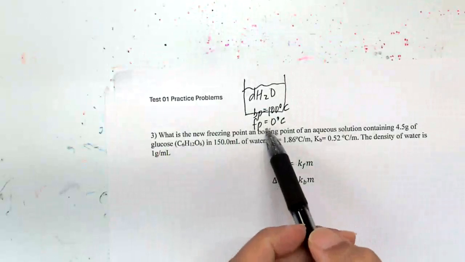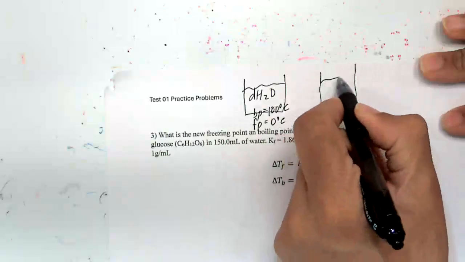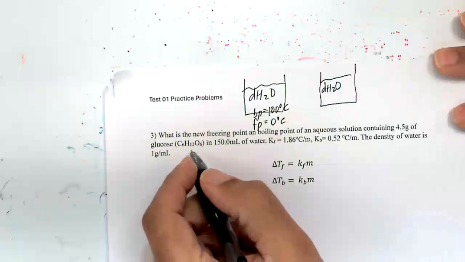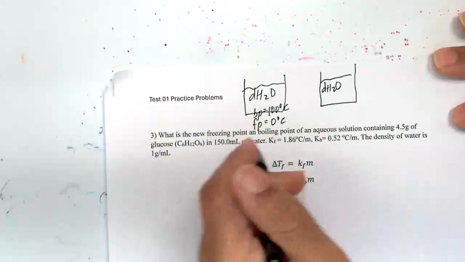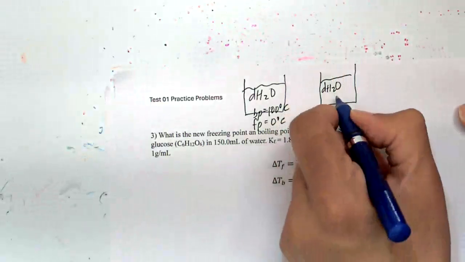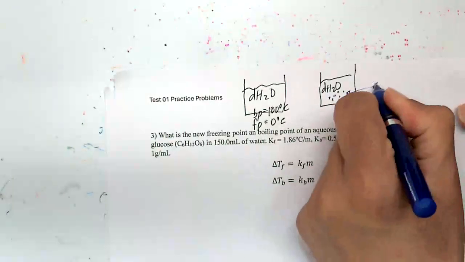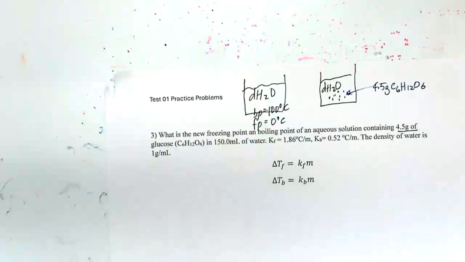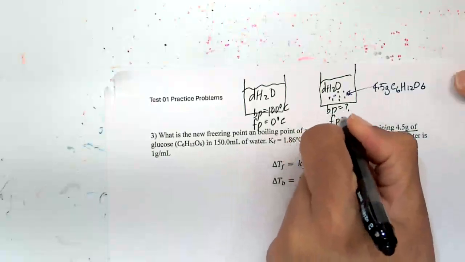All right, the boiling point of water is 100 degrees C. The freezing point is 0 degrees C. We'll take that same water, but this time the problem is saying, what is the new freezing point and boiling point of an aqueous solution containing 4.5 grams of glucose? So here we're going to add 4.5 grams of glucose. And the question for us is, what is the new boiling point and what is the new freezing point?